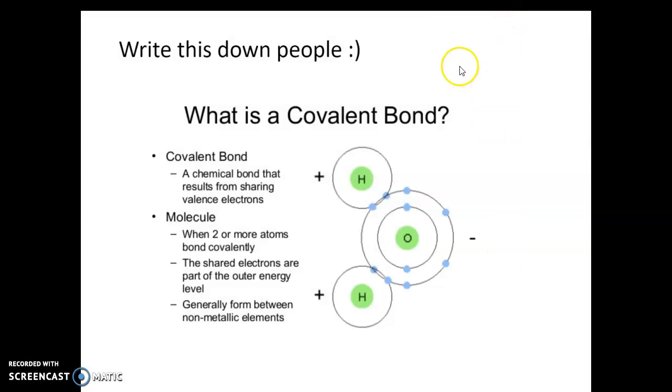So write this down, people. What is a covalent bond? A covalent bond is a chemical bond that results from sharing valence electrons. So see how here on the outer shells they're sharing? Okay? So in molecules, when 2 or more atoms bond covalently, that means they stick together, and the shared electrons are part of the outer energy level. Generally, they form between non-metallic elements. Okay?